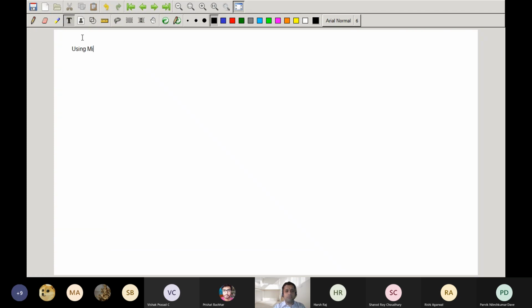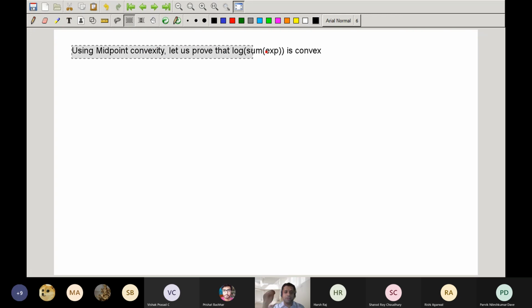So using midpoint convexity, let us prove that log sum exp x, I'll expand it further, is convex. That trick of log being concave doesn't help here directly, right? So we'll have to do a little bit more work, but we'll prove it by first principles. How do we prove that?